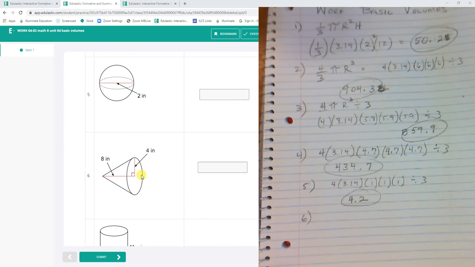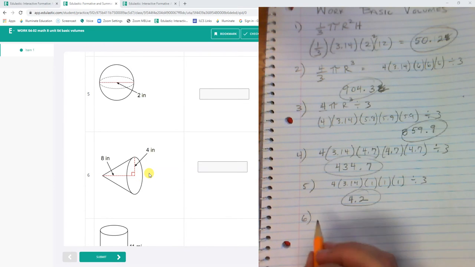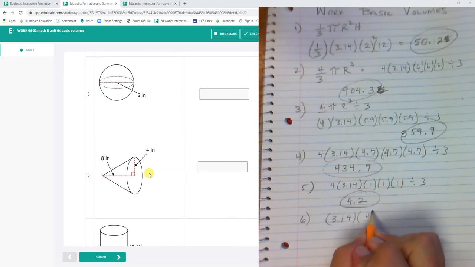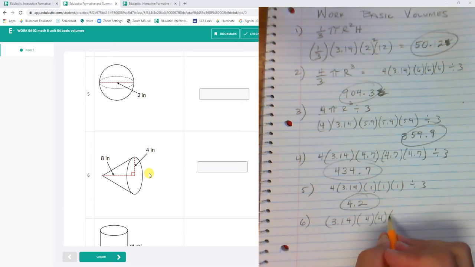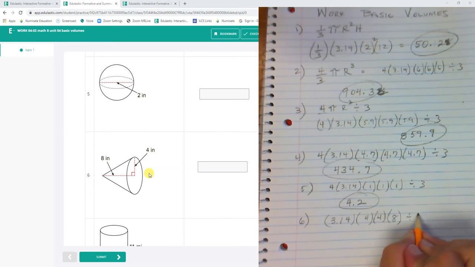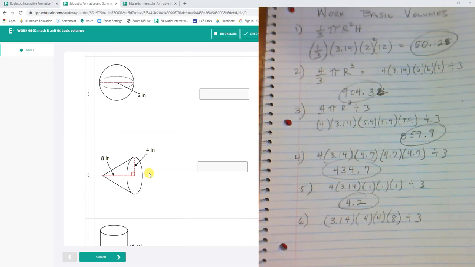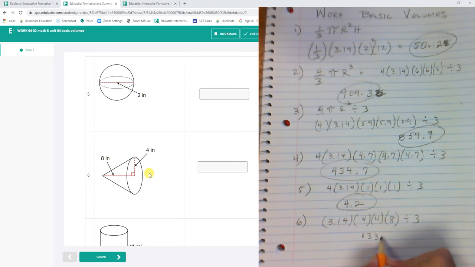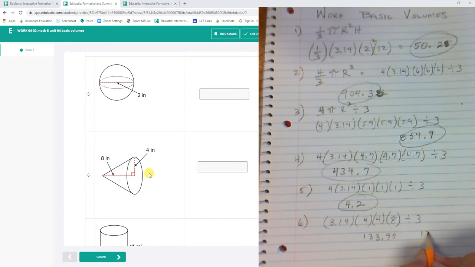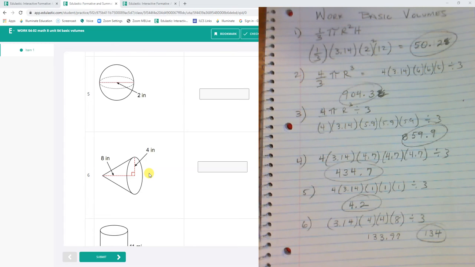Number 6. All right, so this is going to be a cone, so it is pi, so 3.14 times the radius squared, so 4 times 4 times the height, which is 8, divided by 3. 3.14 times 4 times 4 times 8 divided by 3. 133.97, which would round to 134. All right, let's get those last 3 in and see how we did.